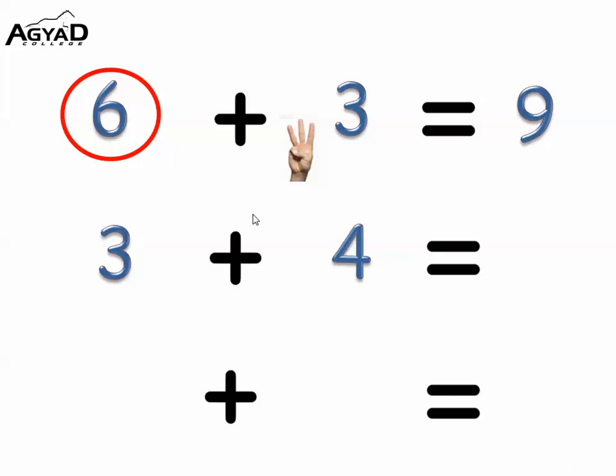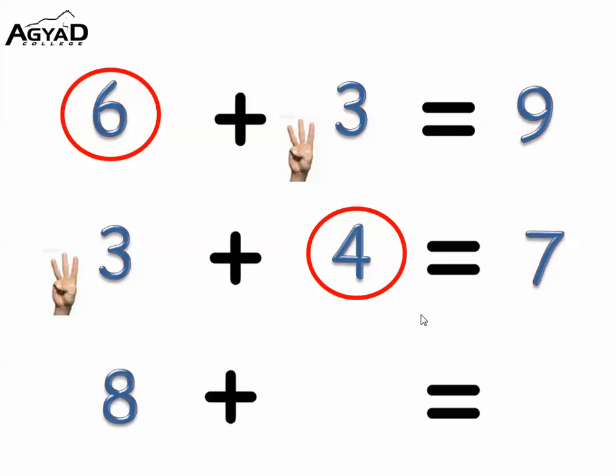3 plus 4. Which is the bigger number? Very good, it is the 4. So we're going to put the 4 in our mind and the 3 on our fingers. Okay, now start to count. 4 in our mind. After 4 comes 5, 6, 7. So 4 plus 3 equals 7. Very good, KG1. So 3 plus 4 equals 7.